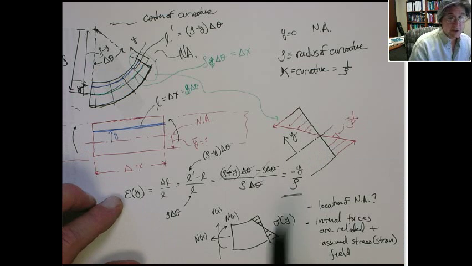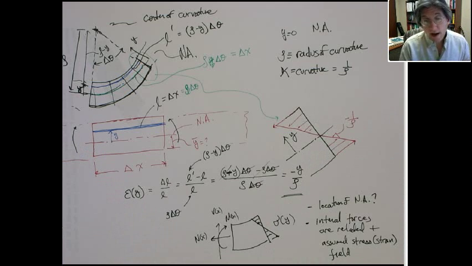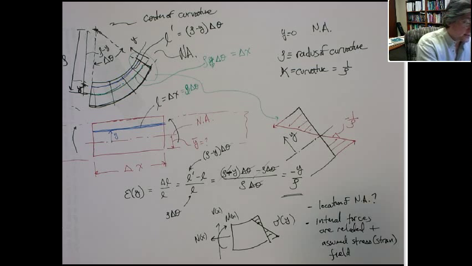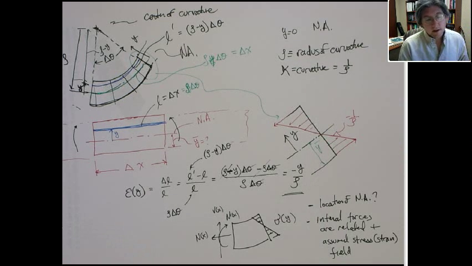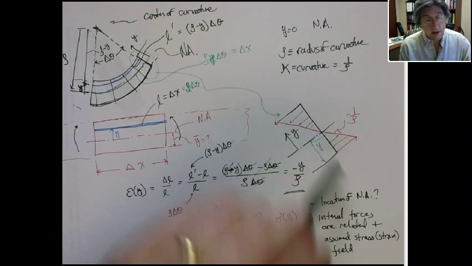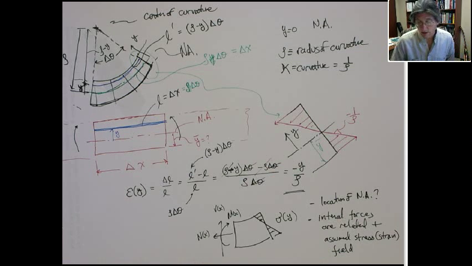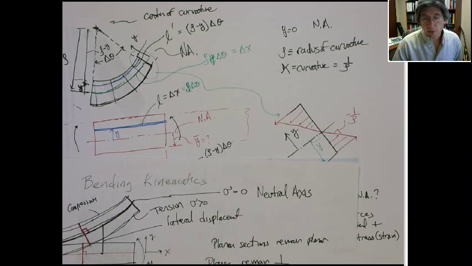See, it's this linear relationship. Now, I don't know the radius of curvature. I don't know this distance here. That is the location of that neutral axis. And so what we're going to do next is find the location of the neutral axis. It's a little longer than I thought. So be it. Okay?